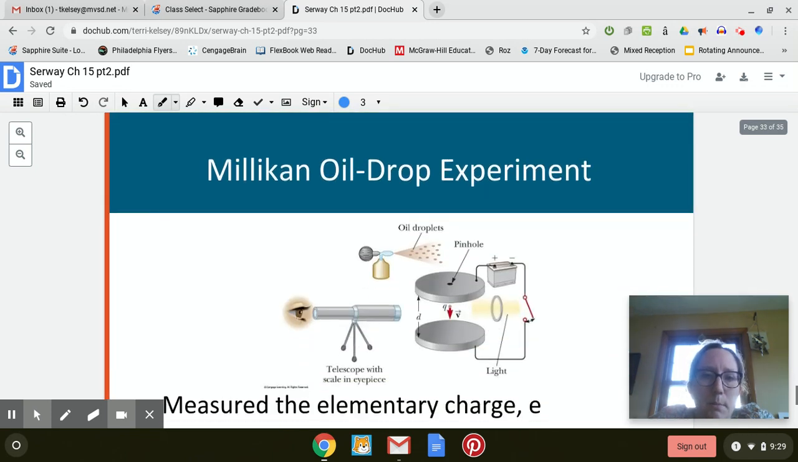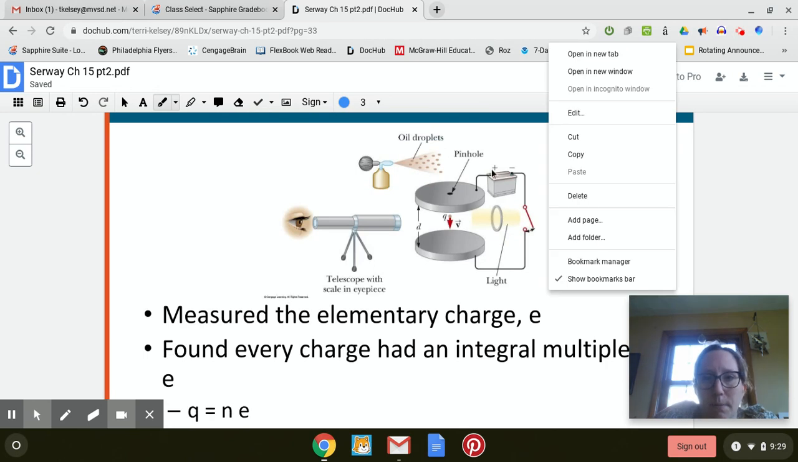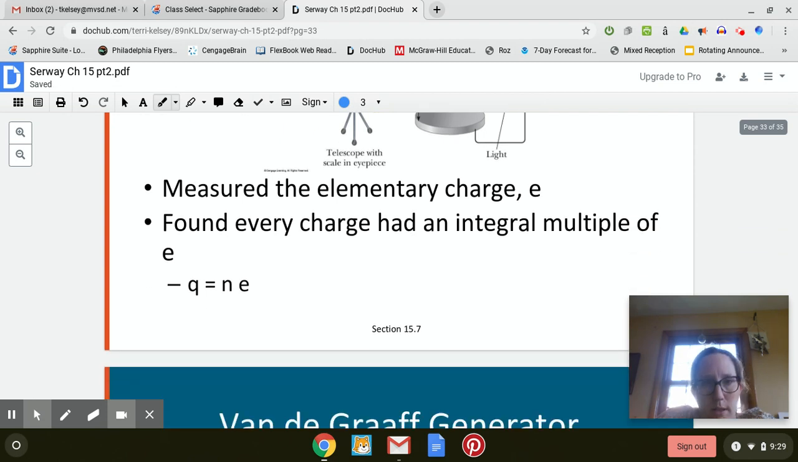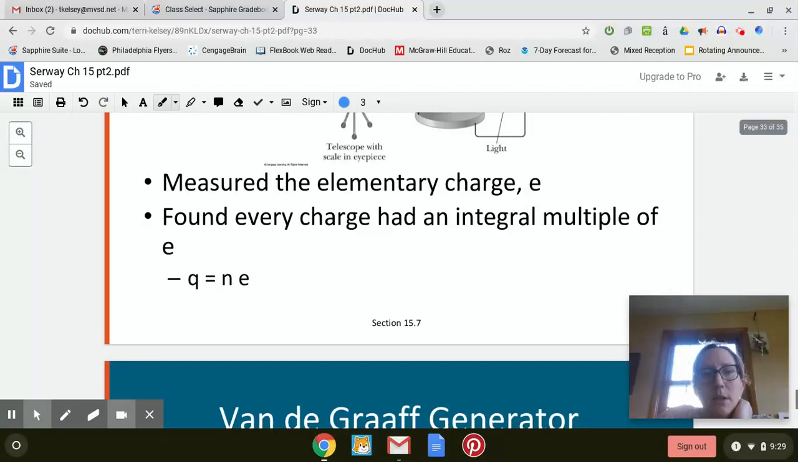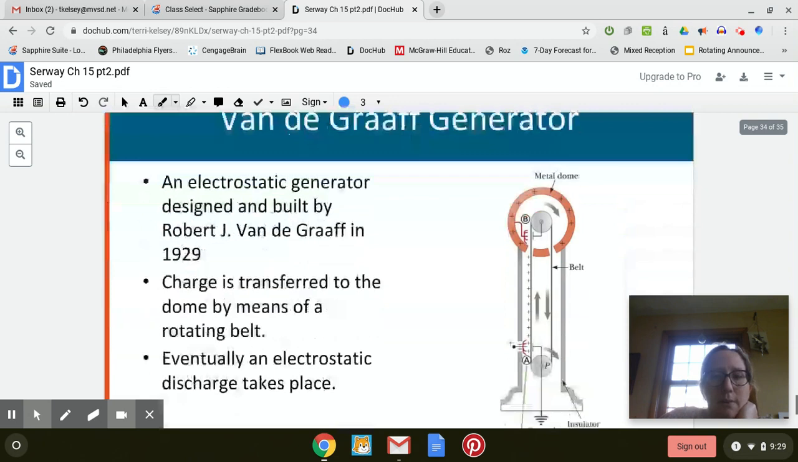And then this Millikan oil drop experiment is also a very fundamental experiment. It used two parallel plates with a battery attached, so that's a capacitor. Charges were dropped through here to see what ended up happening. This experiment measured what the elementary charge was, and that's how we got that Q equals NE equation that we were using. It also proved that every electron is the same.